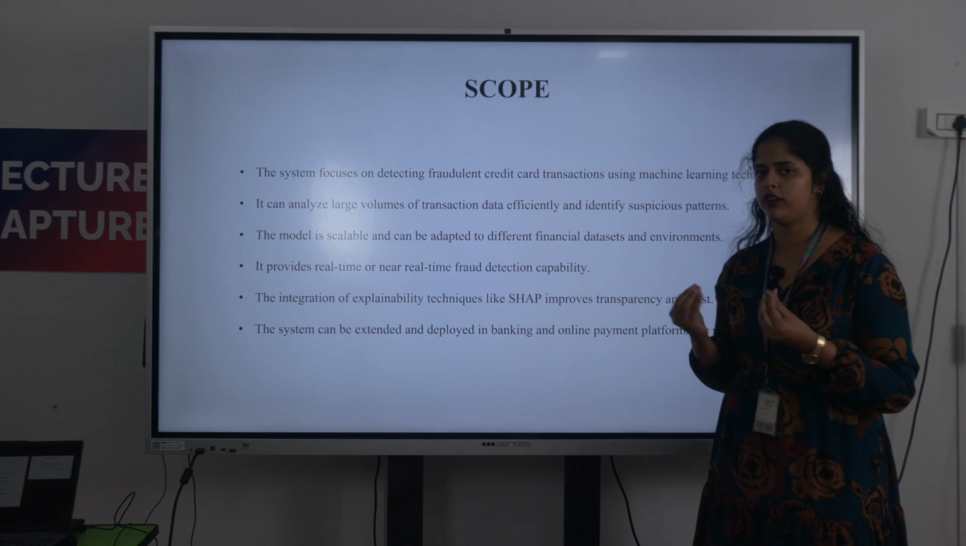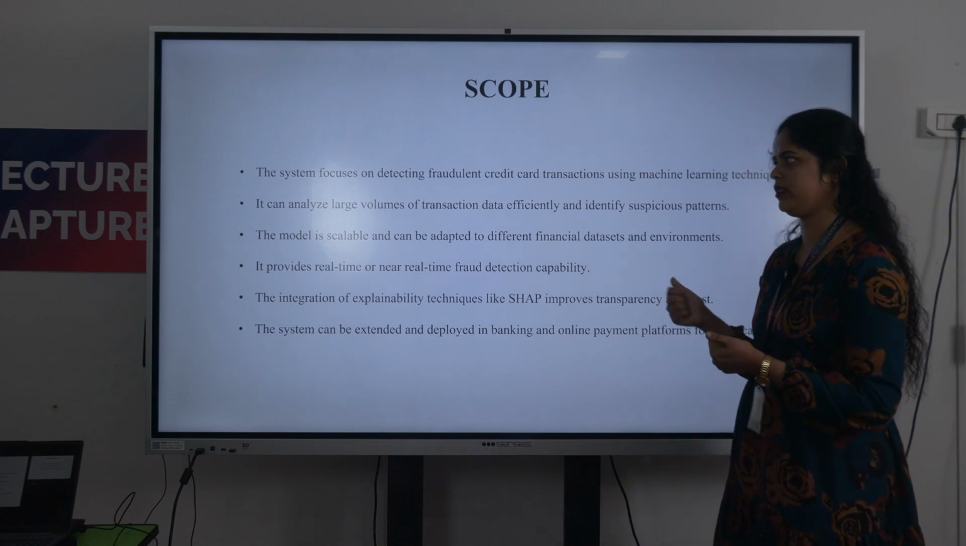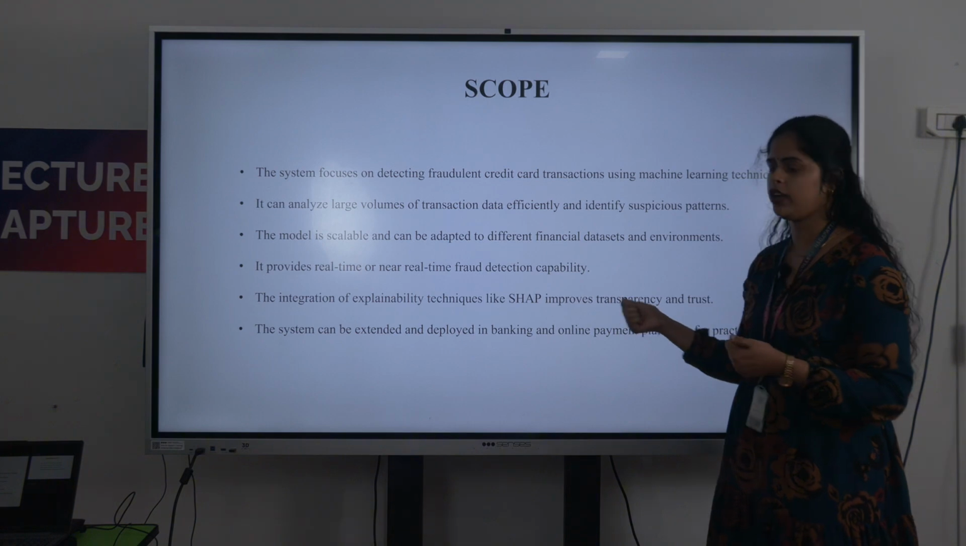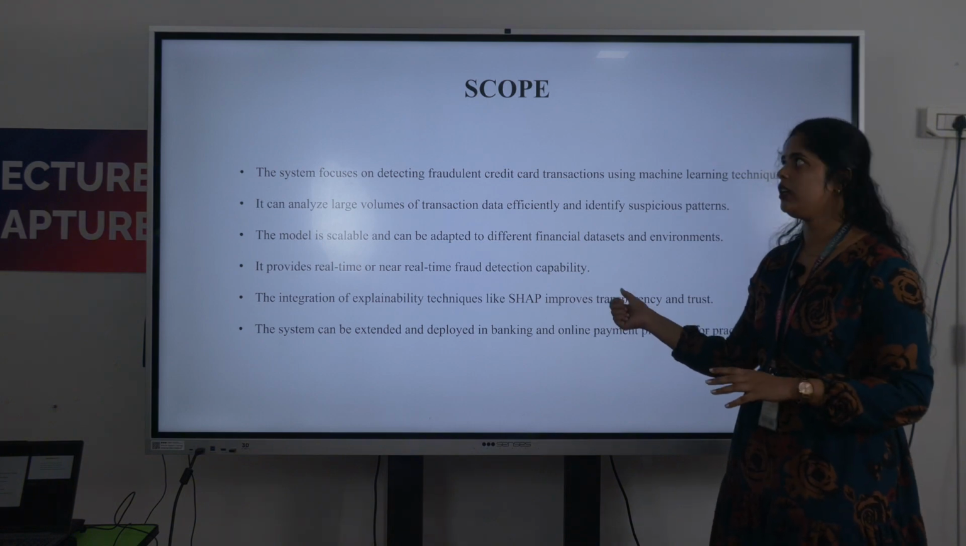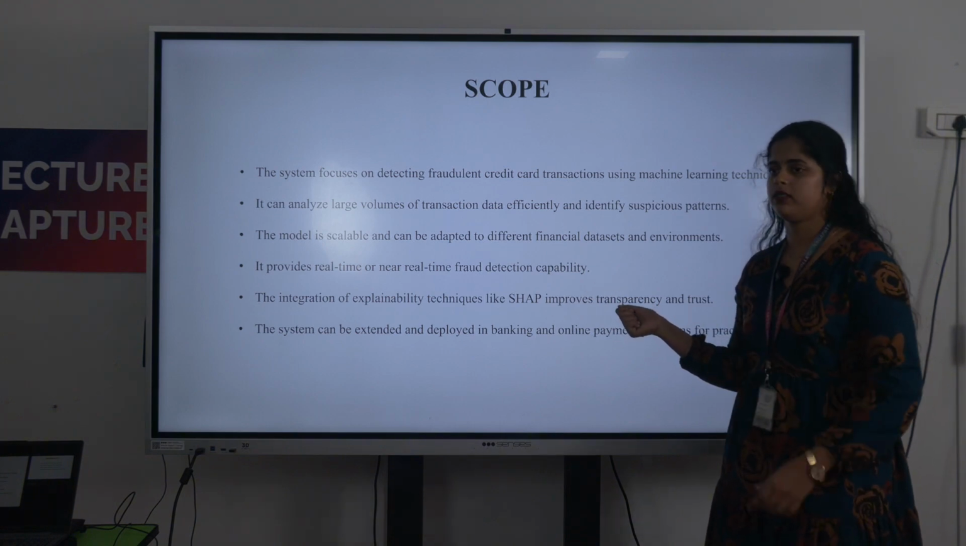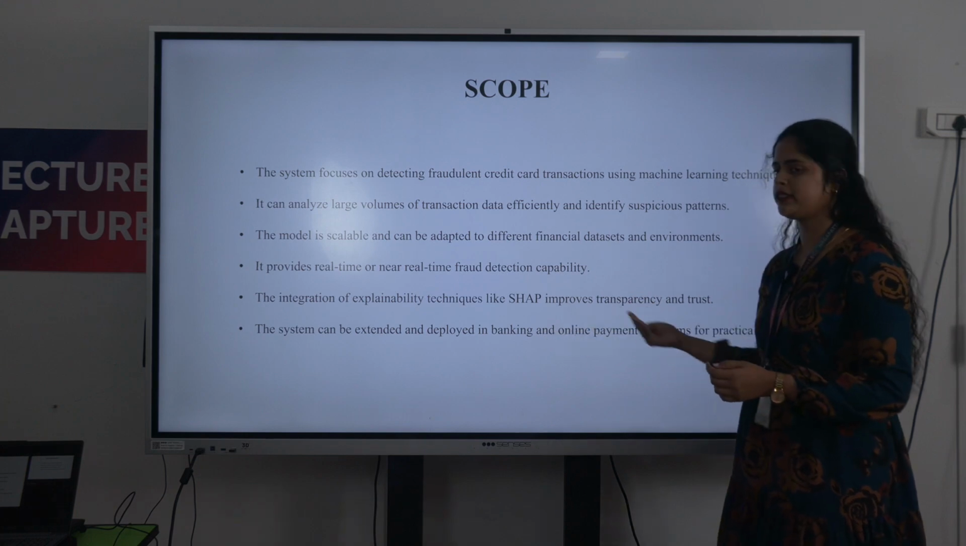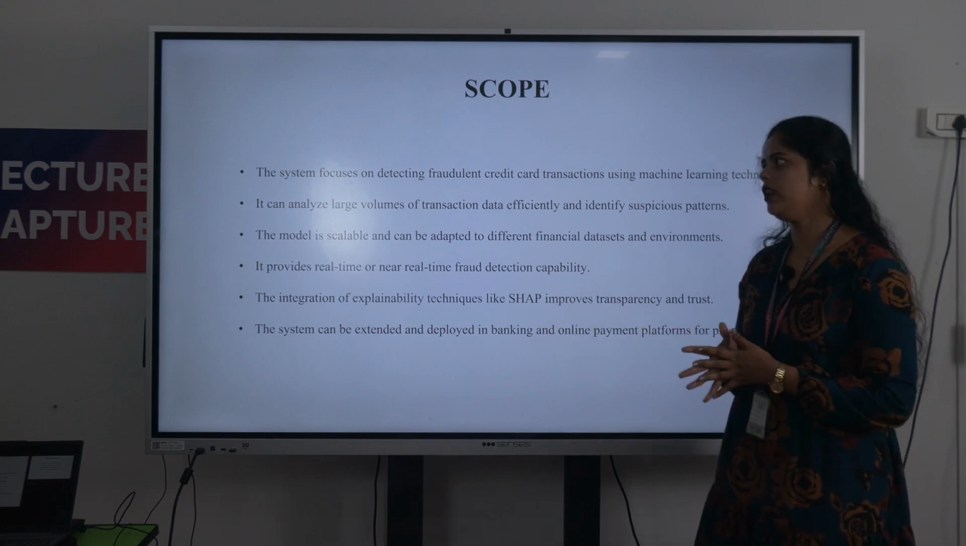And the scope of the project is, as I already said, that the traditional methods cannot be used on large volumes of data sets, and this machine learning based system can be used on large data sets. We are using SHAP explainability, which is the high advantage of our project, and this can be used in banking sectors and online payments as well.